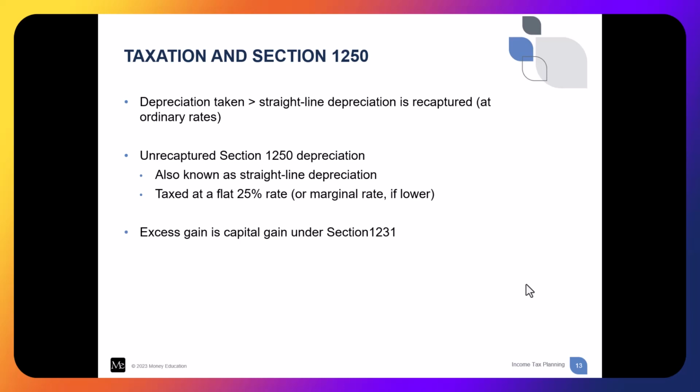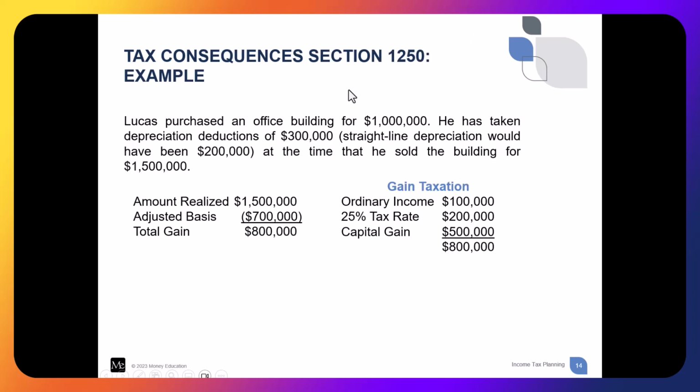Depreciation taken greater than straight line is recaptured at ordinary rates, if this is on real property. Unrecaptured 1250 depreciation, also known as straight line, is taxed at a flat 25%, or the marginal rate, if lower. So if your taxpayer has an ordinary rate higher than 25, then they would be taxed at 25, which is advantageous, by the way. And if they have a rate lower, they'll just be taxed at their regular rate. Excess gain is capital under 1231. So anything over depreciation is capital.